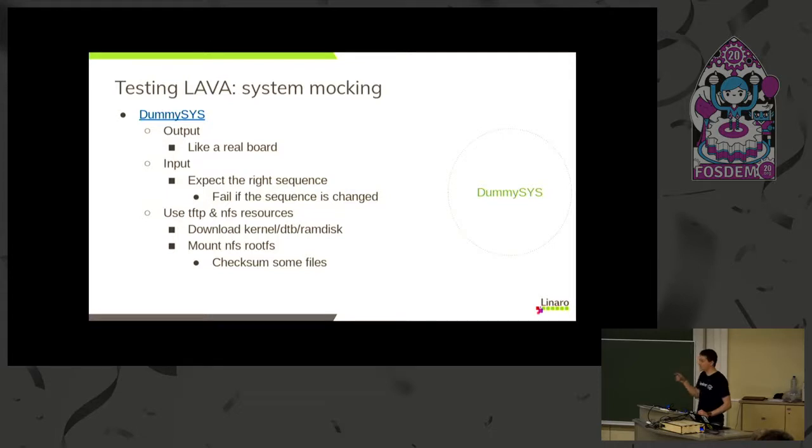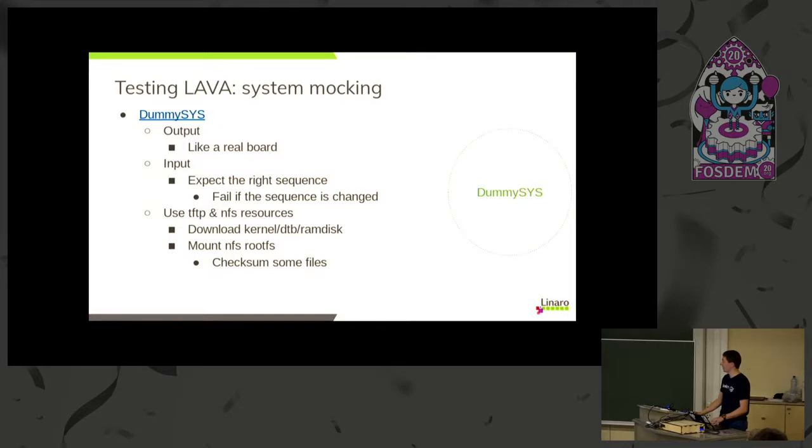So DummySYS output will look like a real board. It will expect the right commands sent, so you will see DHCP, set server IP, et cetera. And if it's not right, it will fail, which means that the Lava job will fail and the CI will fail. So you will check that Lava is sending the exact set of commands that you have to send to boot a specific board. Same for TFTP and NFS resources. We'll do some checksums on the files that are served over TFTP and NFS.